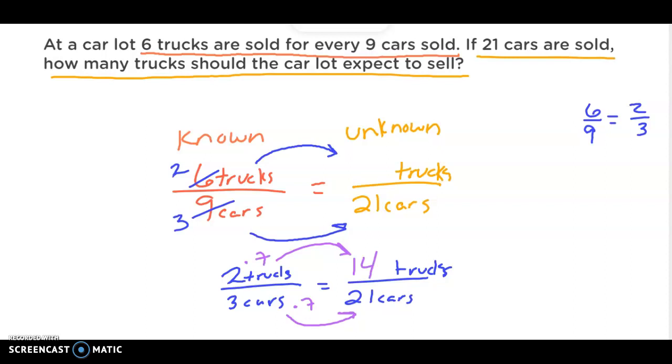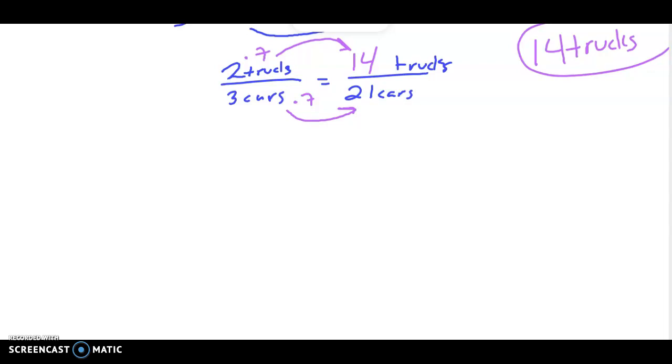So if 21 cars are sold, how many trucks should the car lot expect to sell? The car lot should expect to sell 14 trucks. They should expect to sell 14 trucks. All right? Now I'm going to show you something. Now notice my ratio was 6/9. Right? All right, so let's do this real quick. 6/9 was my ratio. Now when I simplified 6/9, that simplified to 2/3, right?